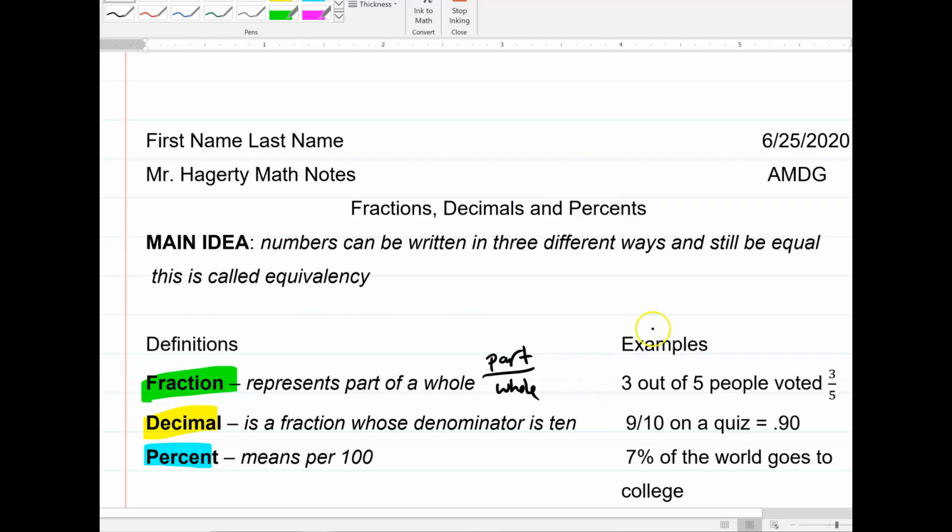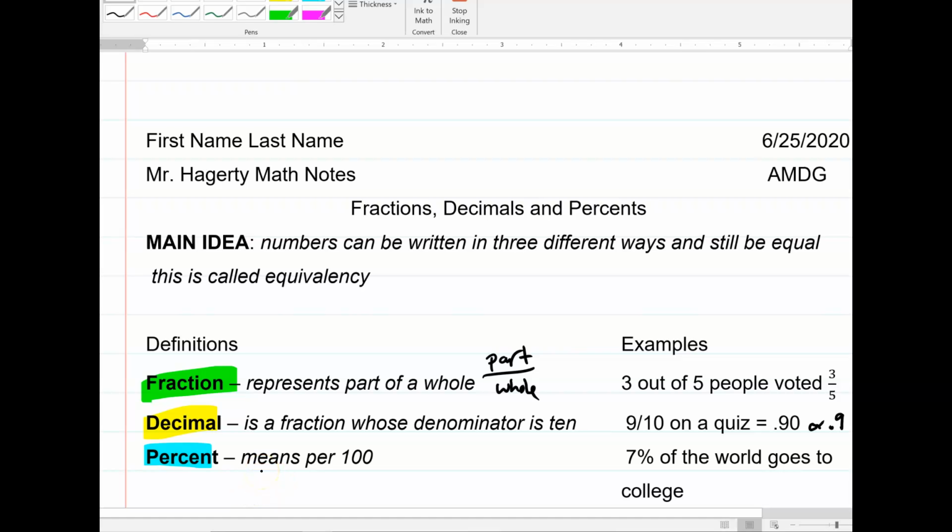A decimal is a fraction whose denominator is 10. So if I had a fraction such as 9 out of 10 on a quiz, I can know that I got 0.90 or 0.9. When I write, you guys should also write. So the stuff that's typed out should be on your paper, and the stuff that I write should be on your paper.